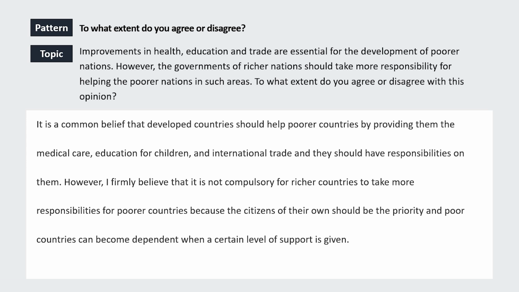Okay, so the first essay is an agree or disagree essay. The key point is that you need to have an opinion and you need to argue for the agree or disagree side of it. It's going to be talking about whether richer nations should be taking responsibility to help poorer nations in terms of development. That's the main focus of the essay topic. So let's have a look at the introduction.